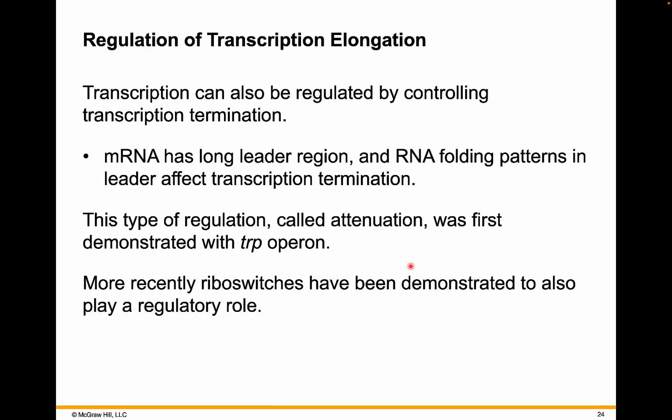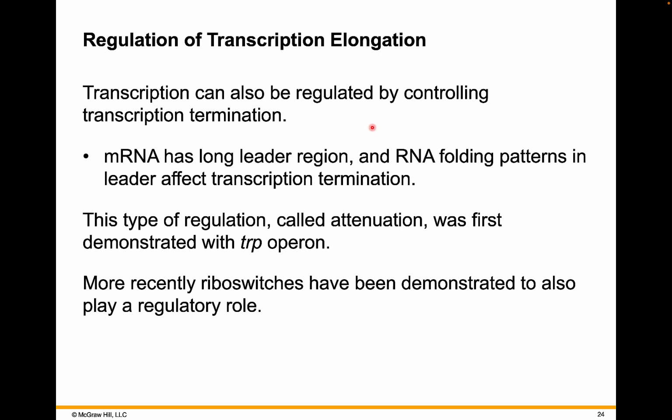What do we mean by that? We will take a look at this in a second. And the RNA folding patterns in the leader affect the transcription termination. And this type of regulation is known as the attenuation of transcription, and was first demonstrated by Yanofsky in the trp operon. And then we are going to look at the riboswitches.